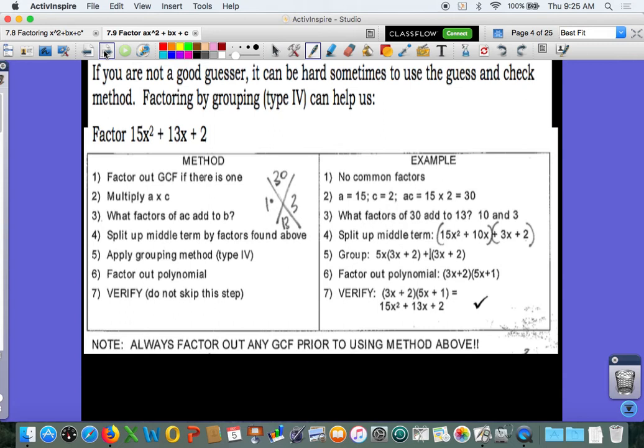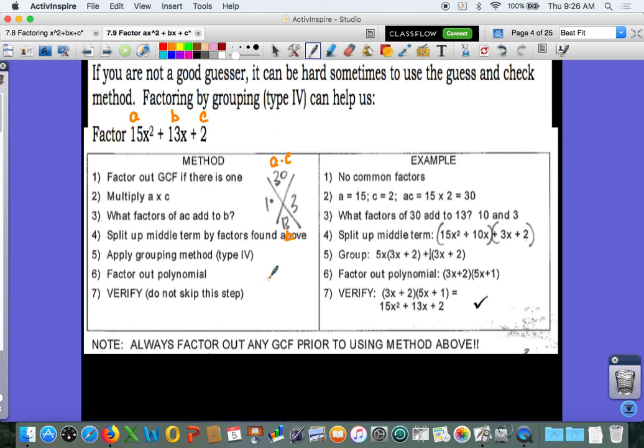Think back to your steps from the last lesson, right? First thing you look for is a GCF. Do I have a GCF here? No, I don't have a GCF, right? So then we're going to make sure we're in standard form. This problem is already in standard form. So label your A, B, and C. A is 15, B is 13, and C is 2. If you follow the steps given here, it says multiply A times C. We use our X. We know A times C goes at the top, and then B goes on the bottom.